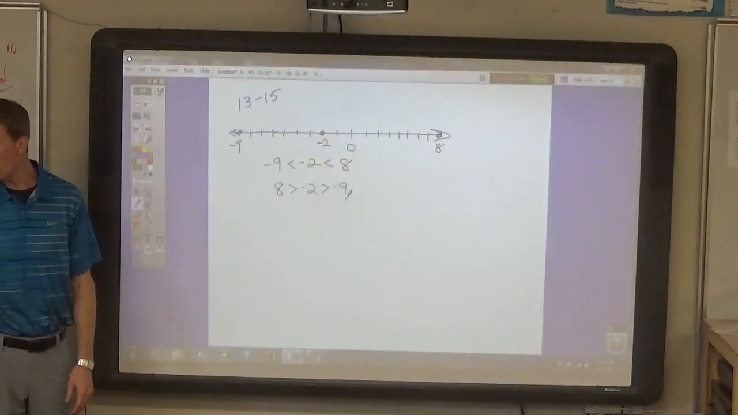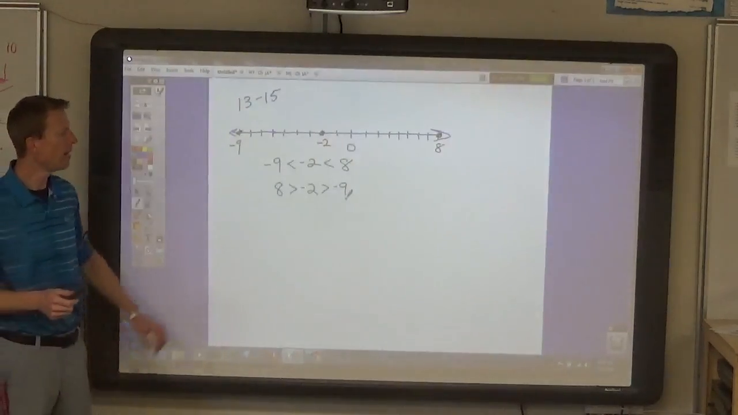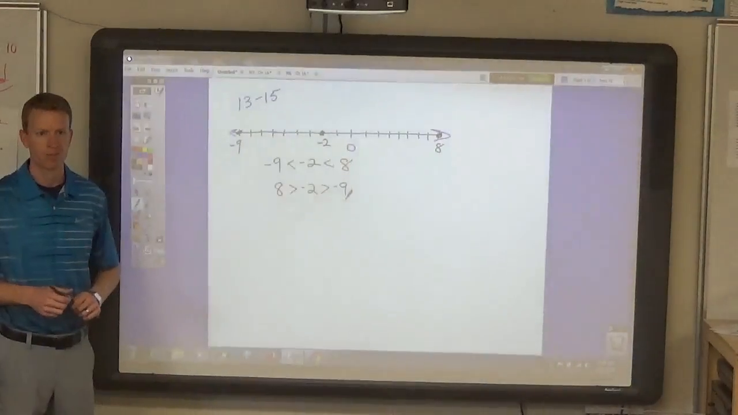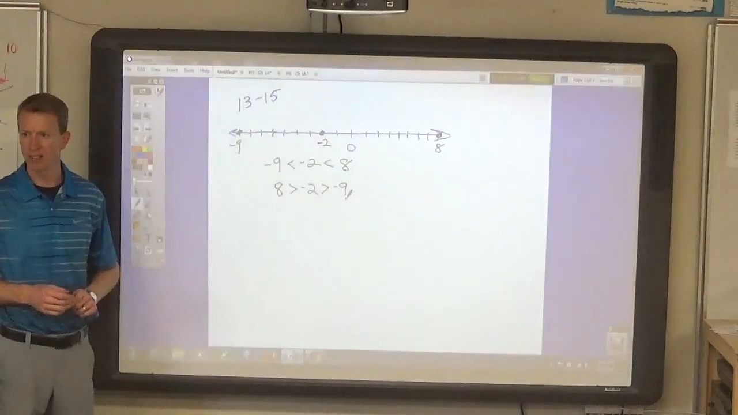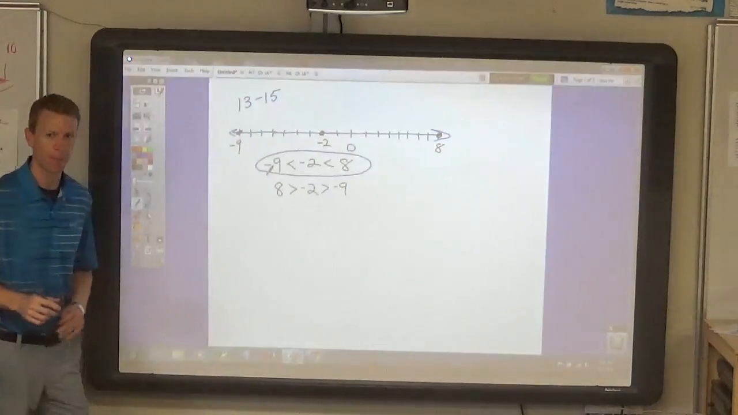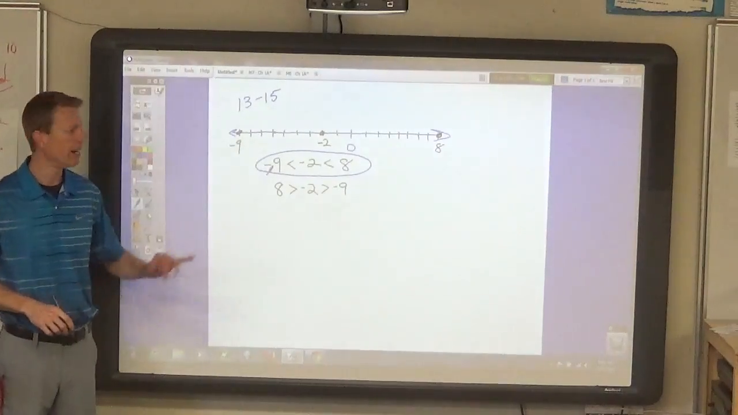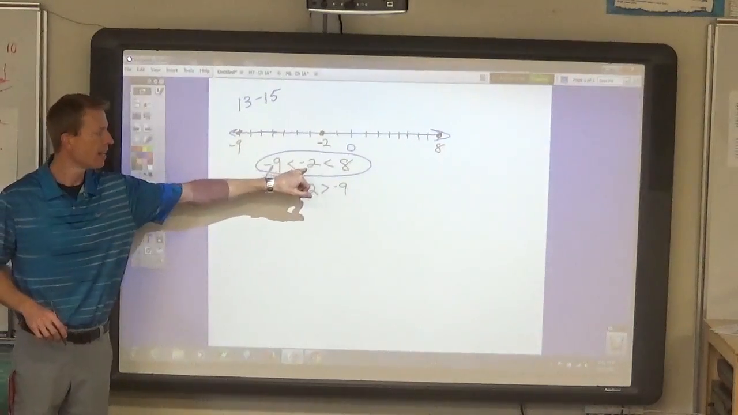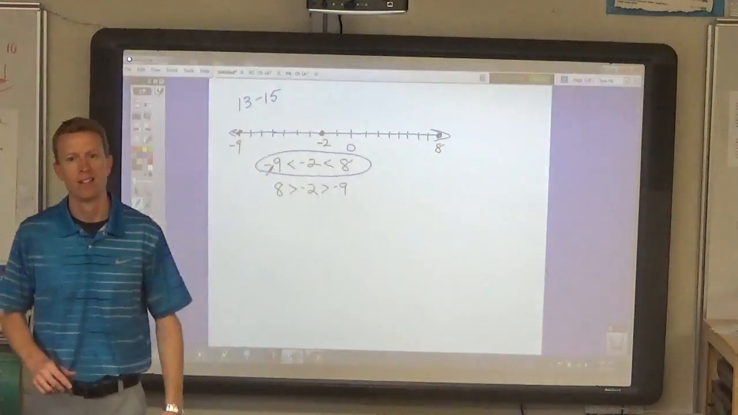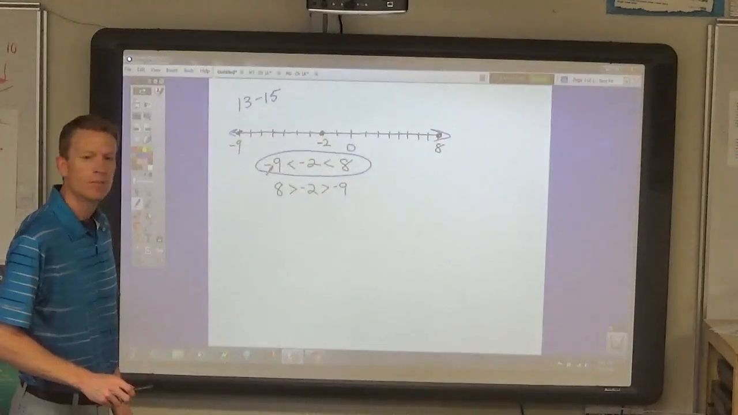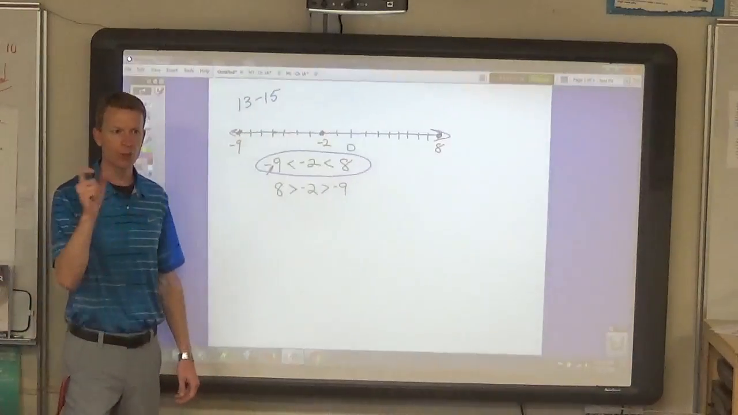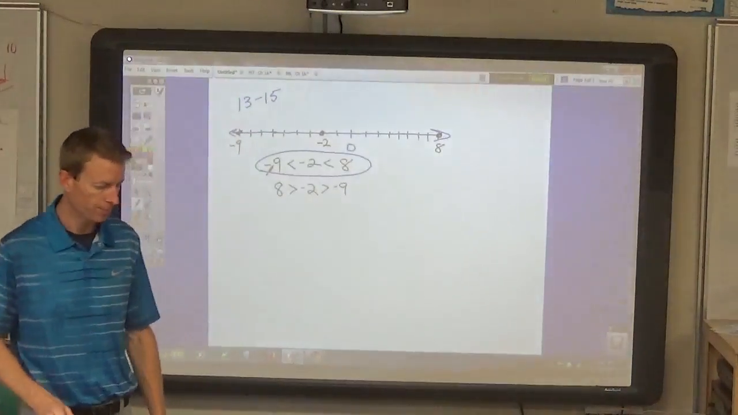So when it says to put them in order from least to greatest, which one of these is in least to greatest? The first one or the second one? Alex? The first one. So this is the answer to the second part of number 13. Least to greatest. -9 is less than -2, which is less than positive 8. On the test, we have to write it like that, with the greater and less than signs. Yep. Get used to reading those symbols and using those symbols.